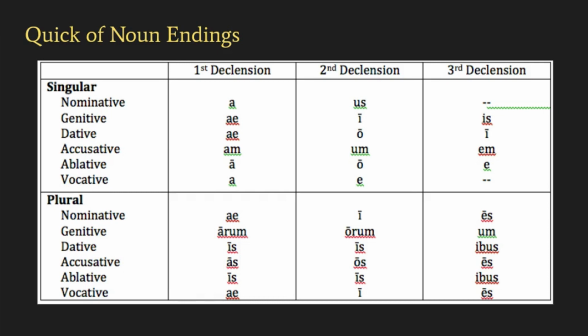So in other words, if you know the genitive singular of your noun is an AE, you know it's in the first declension. If it's a long I, it's in the second. And if it's an IS, it's in the third declension. So always pay attention to that second piece of a noun in the dictionary or any vocab list that we use. Make sure you understand that that's telling you what group a noun belongs to.